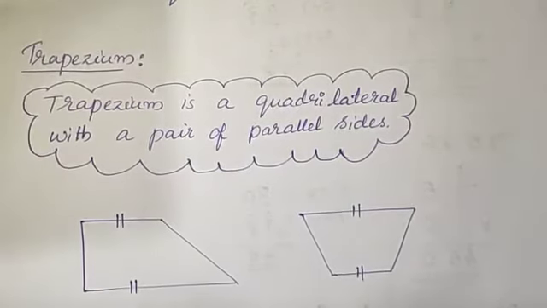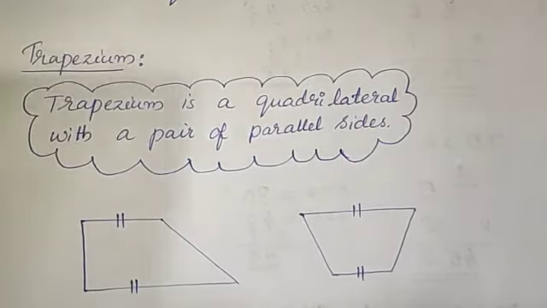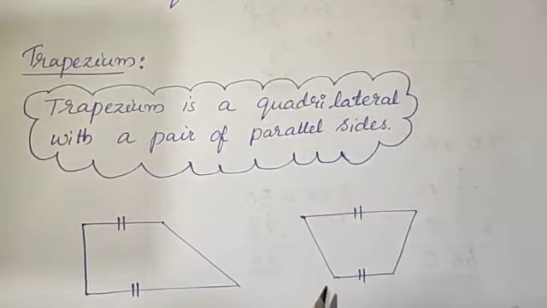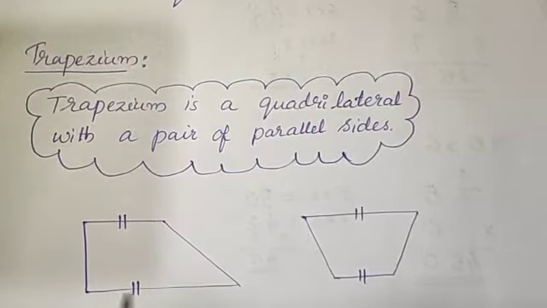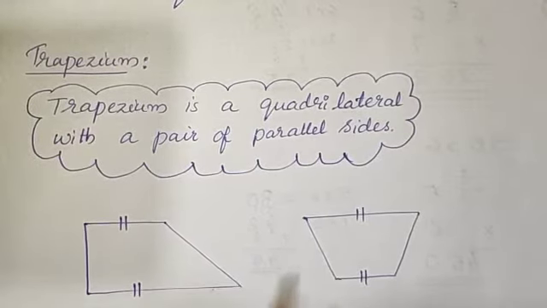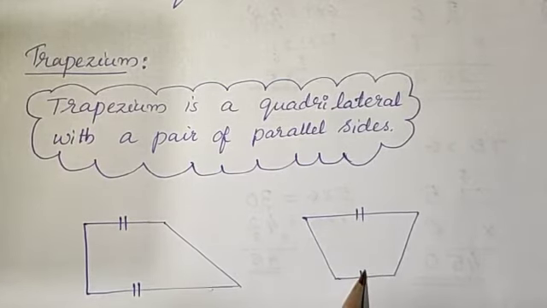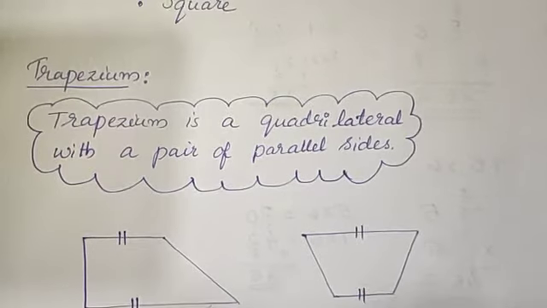Trapezium. Trapezium is a quadrilateral with a pair of parallel sides. You see here, these are some examples for trapezium. Here, these sides are parallel, and in this trapezium, these sides are parallel. So, a trapezium is a quadrilateral with a pair of parallel sides.